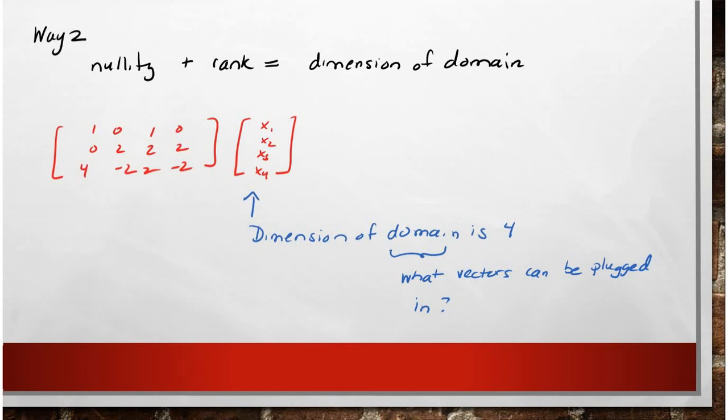It's really the answer to the question, what vectors can be plugged in for x? The domain itself, which is one of your questions, is R4 because I'm working with 4-component vectors. So I know the nullity, it's 2, I already calculated that. I know the dimension of the domain, it's 4, and by using simple high school algebra, I can get the rank to be 2.